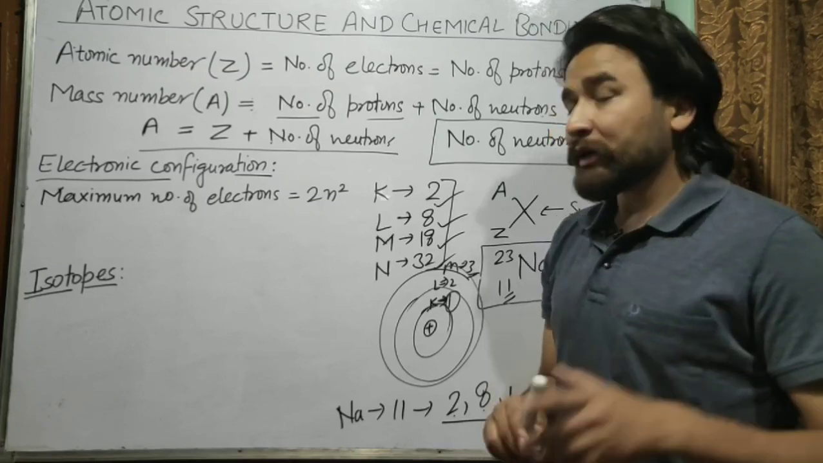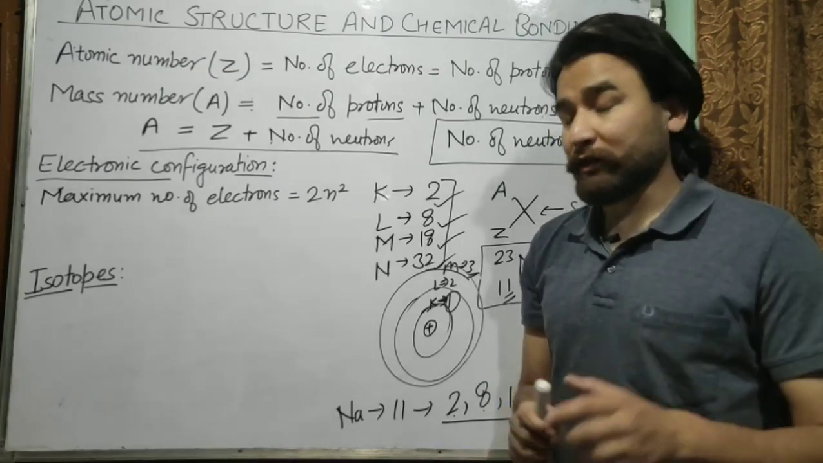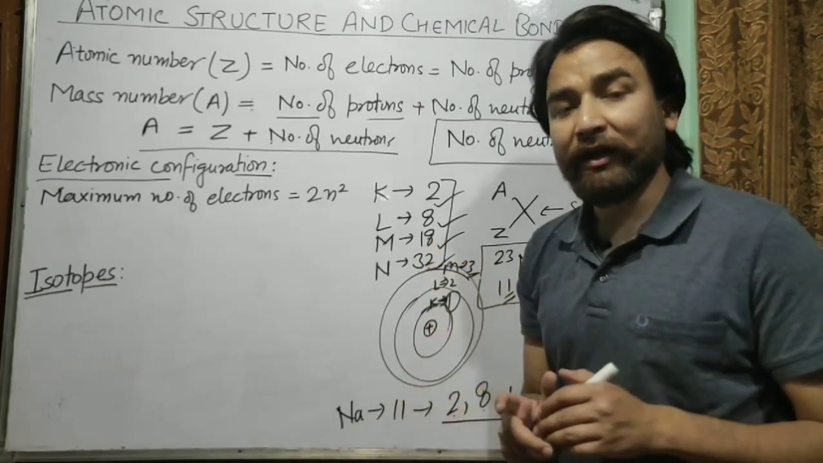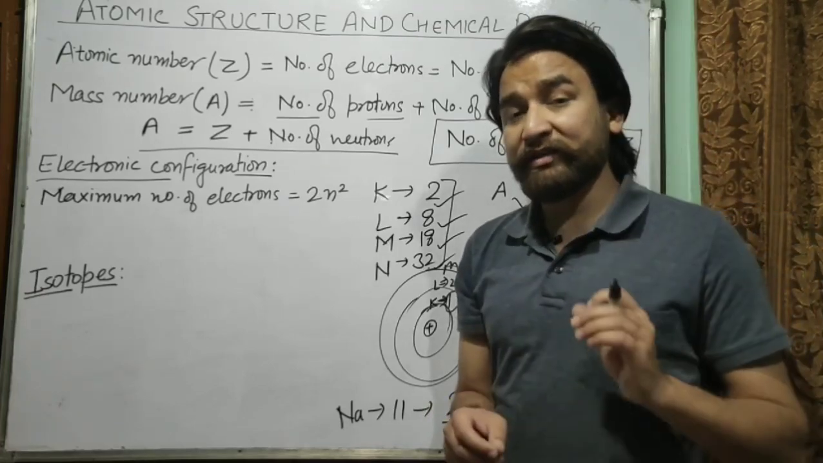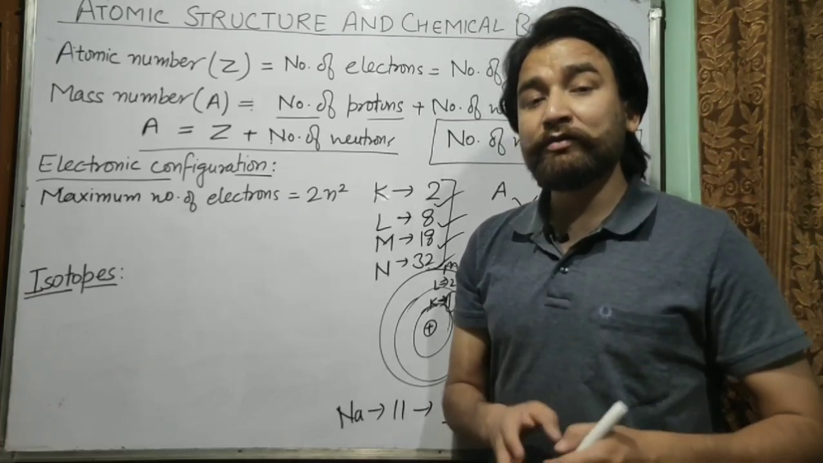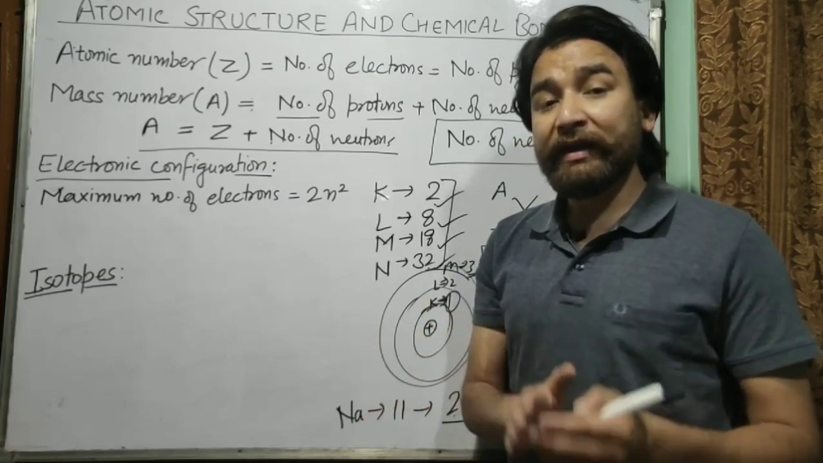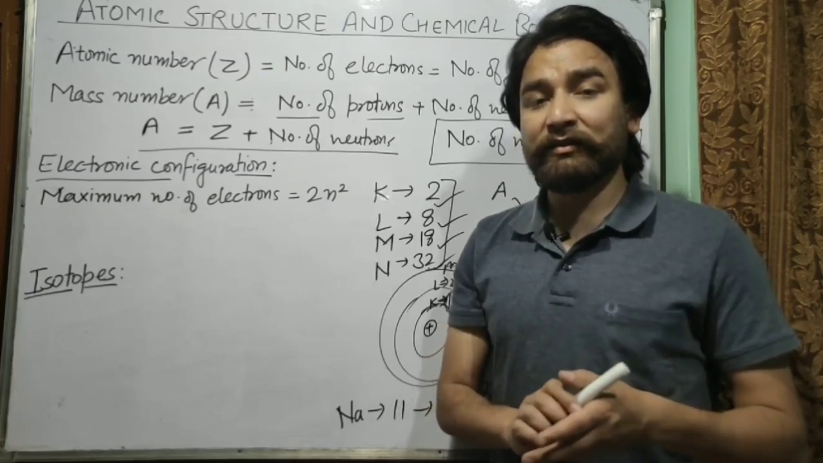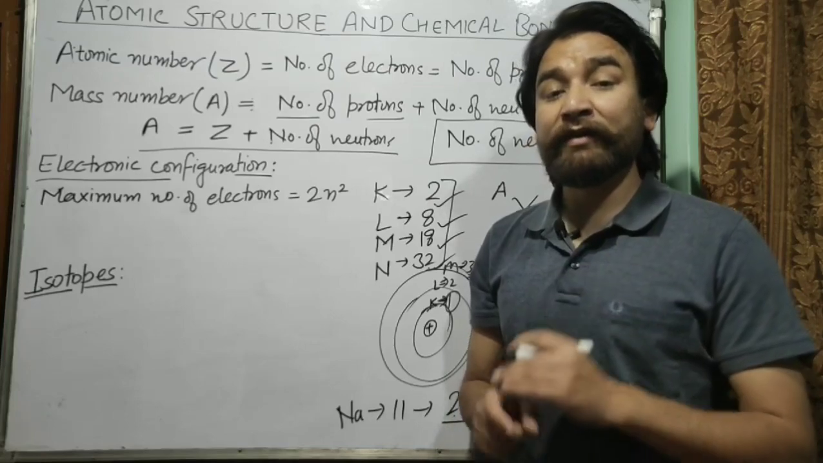Now there is one more rule that you have to remember. The number of electrons in the outermost shell cannot be more than 8. Even if the outermost shell is third or fourth, it cannot have more than 8 electrons. So the third rule says that the number of electrons in the outermost shell cannot be more than 8, and the number of electrons in the second last shell, the shell before the outermost shell, cannot be more than 18.